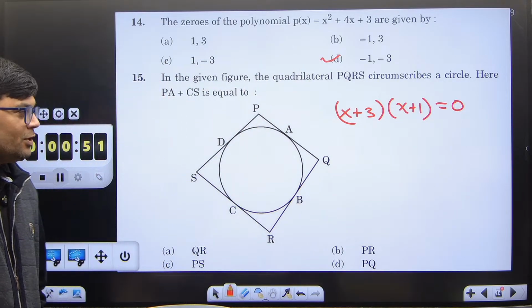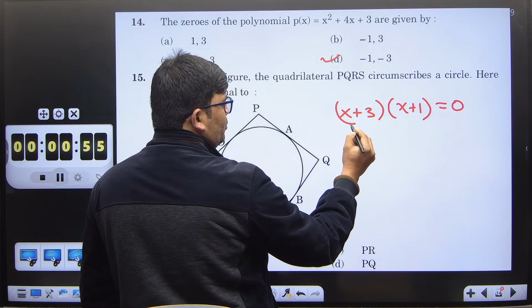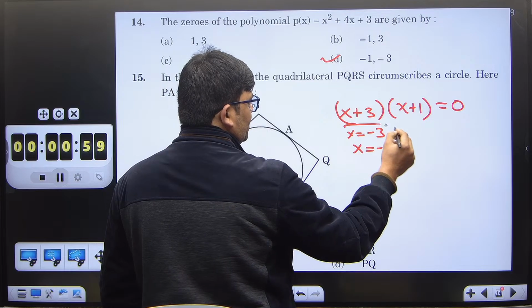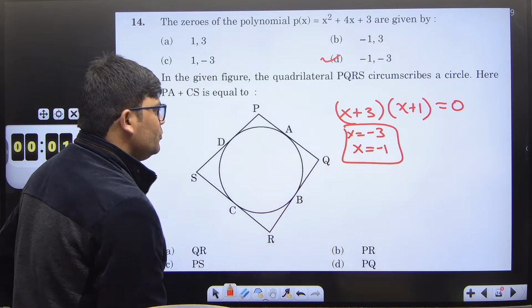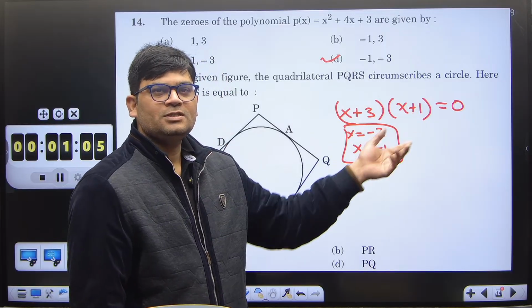See, the x square plus 4x plus 3 will be written like this. So x plus 3 is 0, so x is equal to -3 and x equal to -1. These are the two zeros. Don't get confused by just factorizing it. These numbers are not zeros. The opposite of these numbers are zeros.